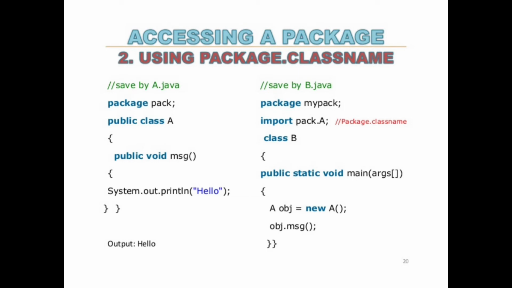Another program, that is a package, and its name is mypackage, and write the first line as import pack.A; and class B. This is class B, and save it as B.java, with the main method. Then create the object of the first program, that is A obj = new A(); then using this object, obj.msg(); and now we get the output: hello.